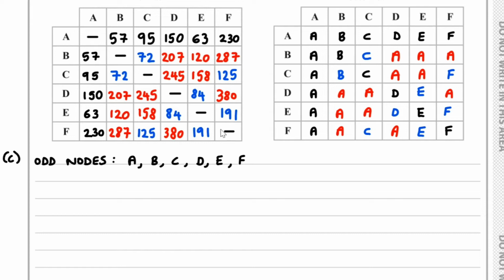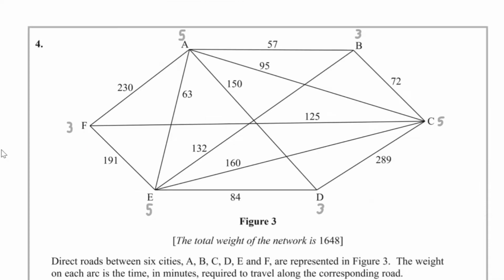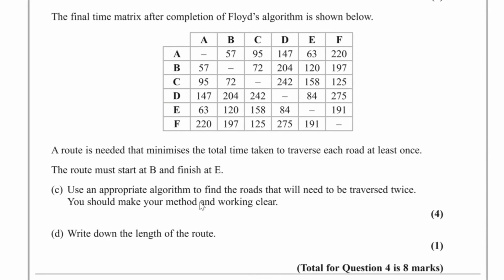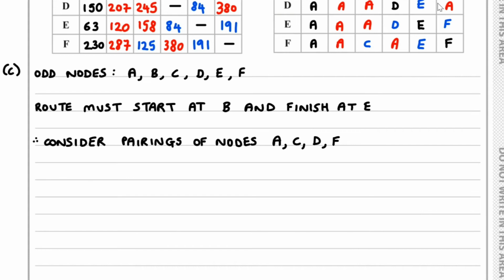Now, we are told in the question that the route must start at B and finish at E. So we need to consider the pairings of nodes A, C, D, and F, given that the route must start at B and finish at E. So, let's write down all the possible pairings.